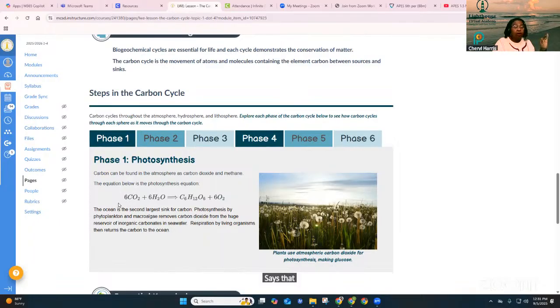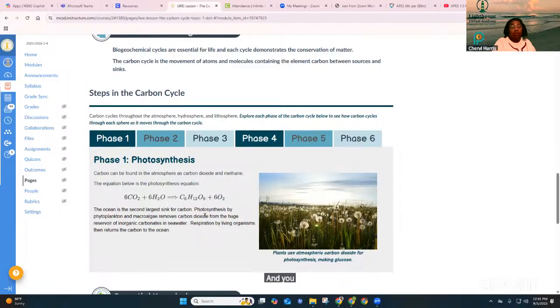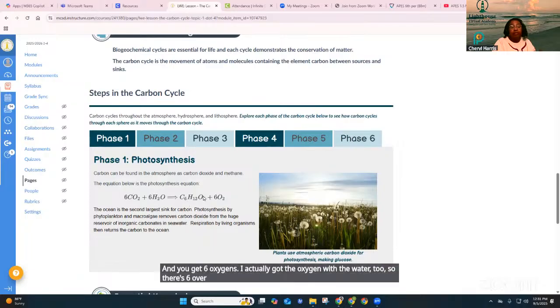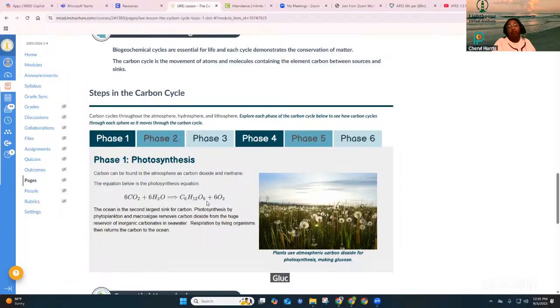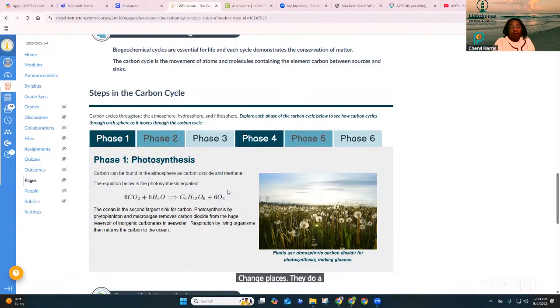It says that there are 6 carbons and there's 12 oxygens. If you go to the other side, there's also 6 carbons and you got 6 oxygens. Actually, you got the oxygen with the water too, so there's 6 over there. There's another 6 with the glucose, and then there's 12 with the oxygen that is released during photosynthesis. Okay, so there is a balance. They just change places. They do a little chemical dance and they create new substances with the same molecules they started with. Okay, and so that's photosynthesis.